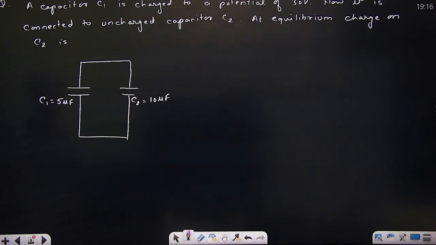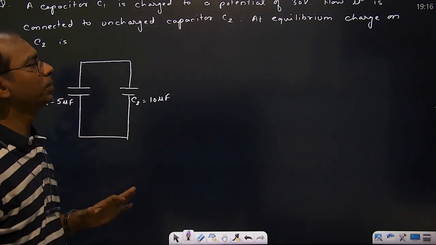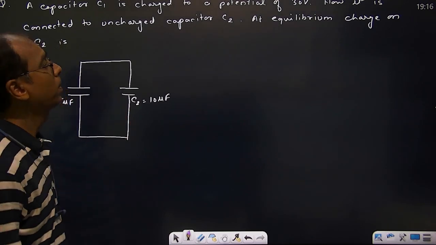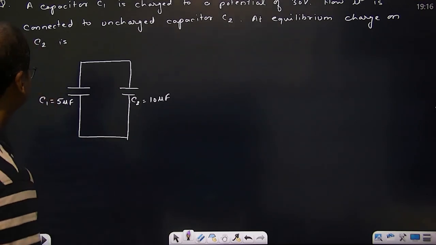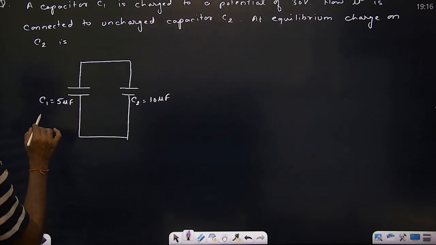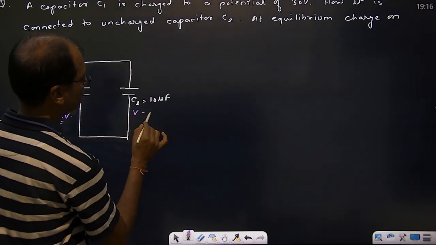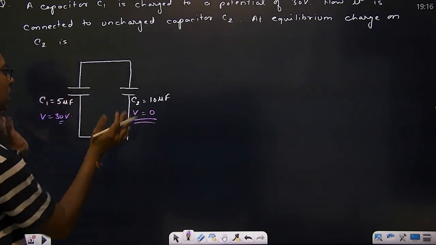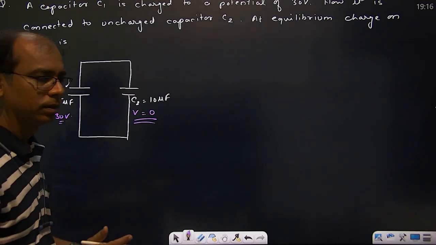Right. Let's see what this is now. A capacitor C1 is charged to a potential of 30 volt. Okay, this is C1, charged to a potential of 30 volt. Now it is connected to an uncharged capacitor C2. At equilibrium, the charge on C2 is an easy question for us, right? How much potential is given here? 30. This is charged to 30 volt, and this one, its potential is 0 because it's uncharged. Connected them. What will happen? Common potential will come. We know that.